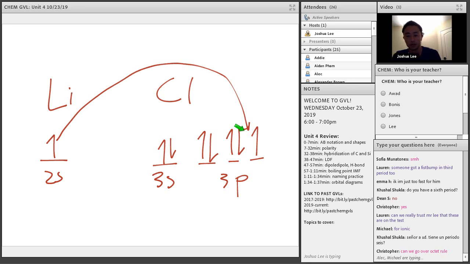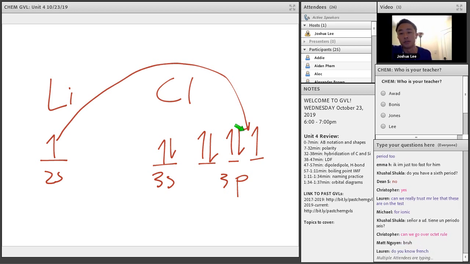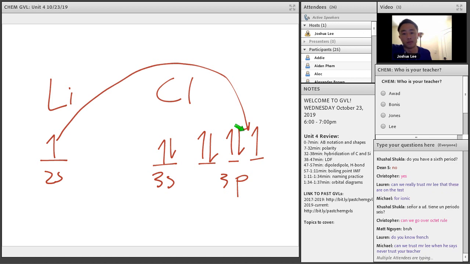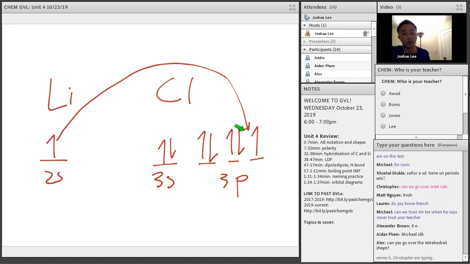Octet rule. Check your notes for that one. All right. Octet rule. All electrons just want a full outer shell. Not necessarily 8 electrons, because hydrogen and helium are okay with 2.